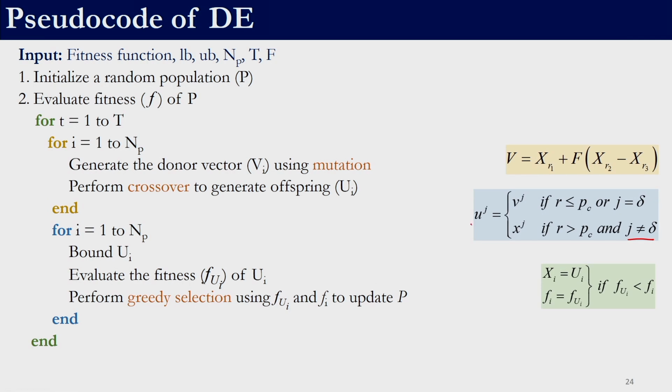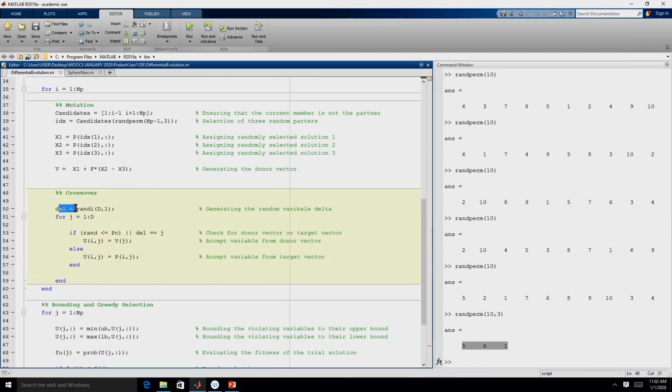So, in order to generate the trial vector, the trial vector will contain the value of either the donor vector or the target vector. So, to do that we will require this random number r, and we also require this randomly selected number del. So, del is between 1 and the number of decision variables. So, it is a random integer which has to be between 1 and the number of decision variables. So, we need to first generate del, and then we need to generate random number for each of the variable. In line 50 what we are doing is del is equal to randi of d comma 1.